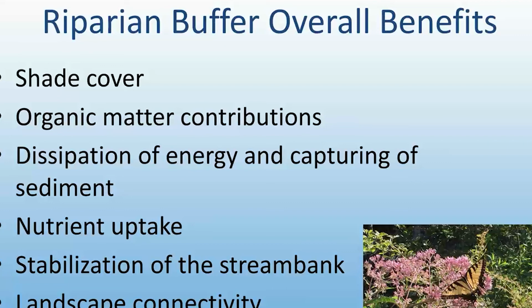So having good floodplain vegetation slows down the floodwaters, encourages water and sediment storage. The presence of that vegetation then supports our nutrient uptake. It stabilizes our stream banks and provides that landscape connectivity, or a corridor for organisms to move upstream and downstream.